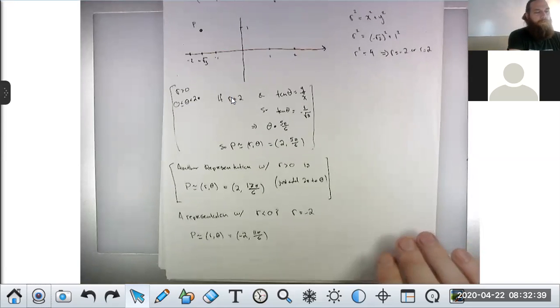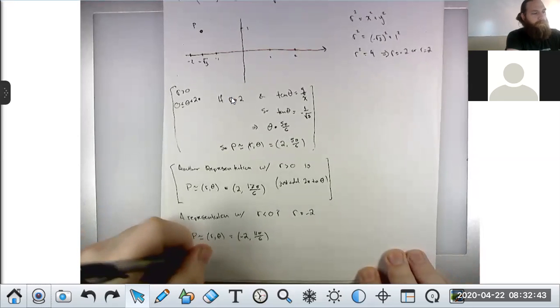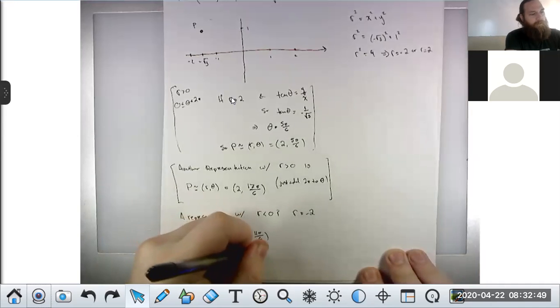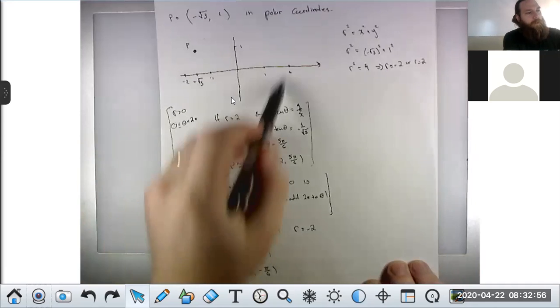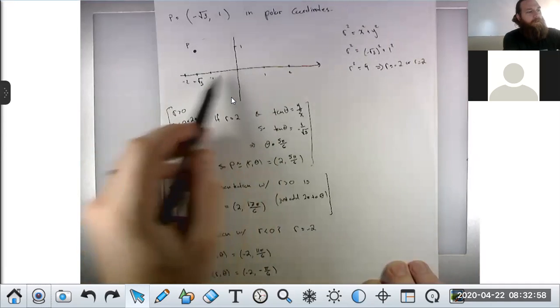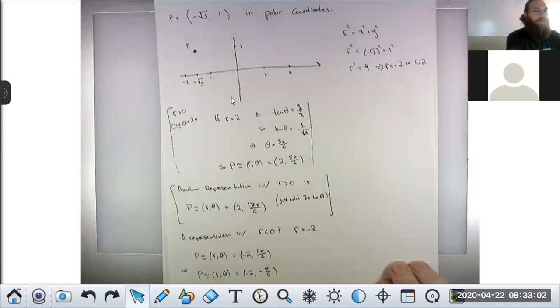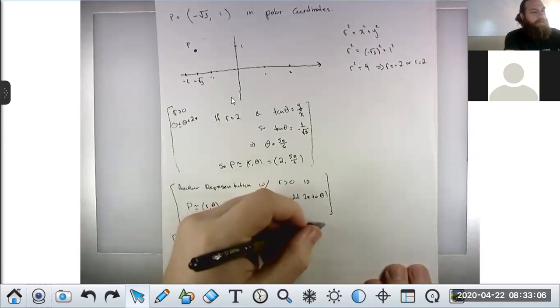And there's one other kind of sneaky way to do this. I could say r is -2 and theta is negative pi over 6, right? Instead of coming out here and rotating around in the positive direction, I could come out here and then rotate backwards, the negative direction. And both of these would be valid representations of that point.